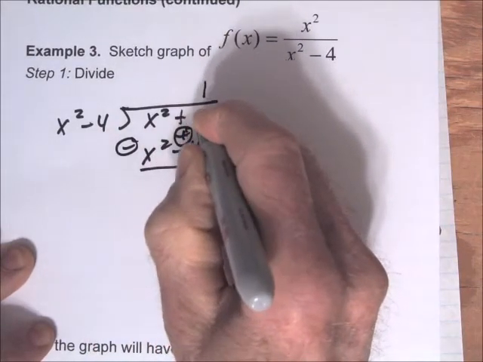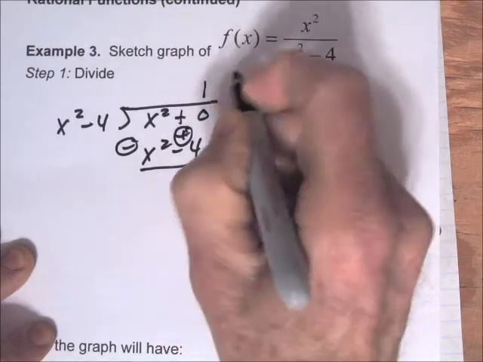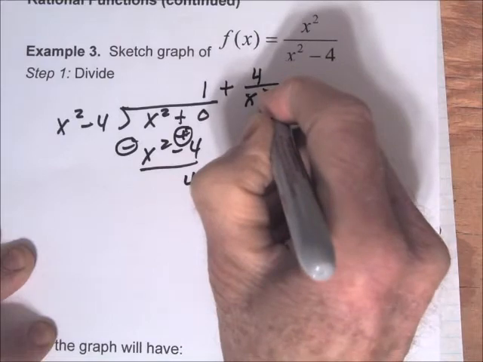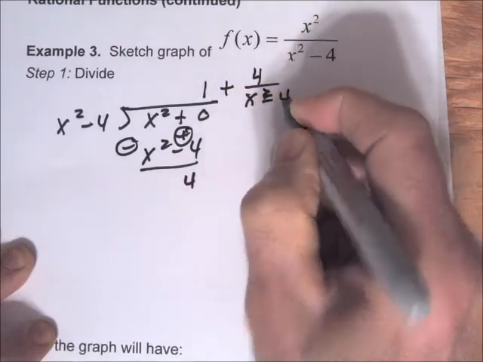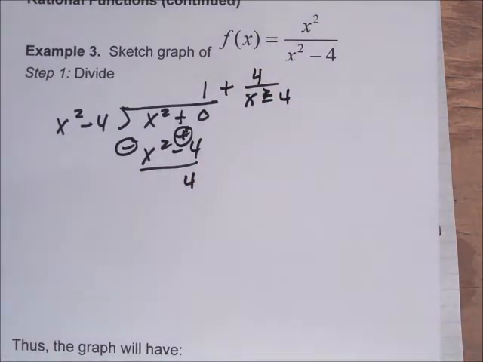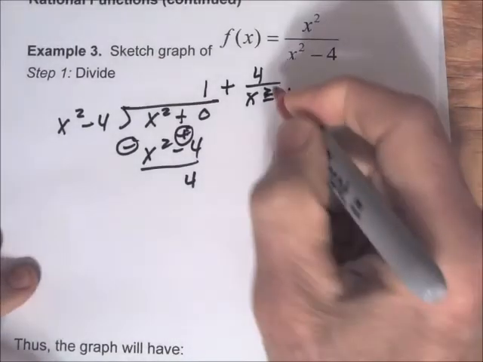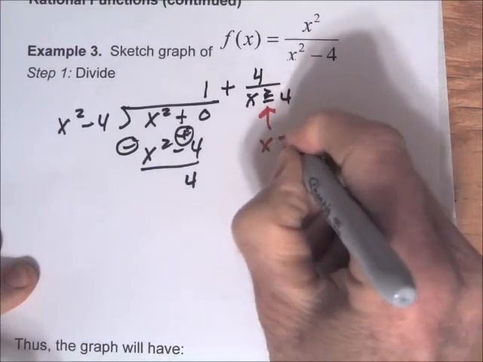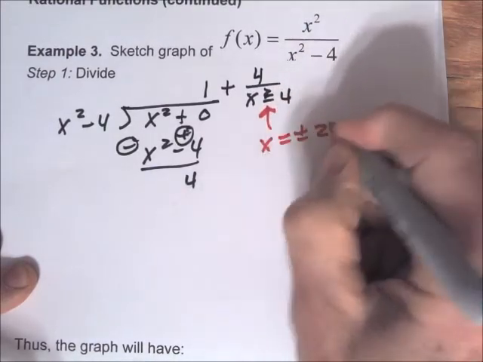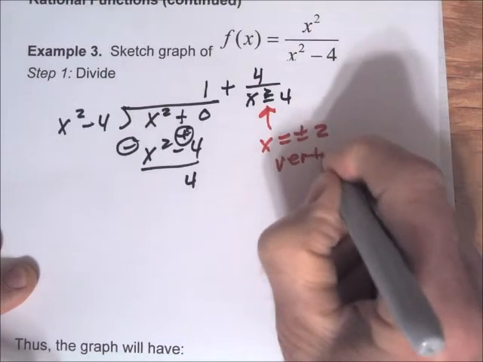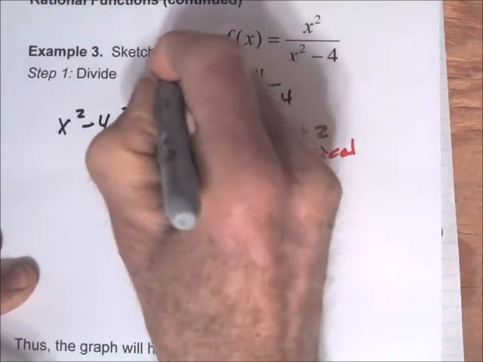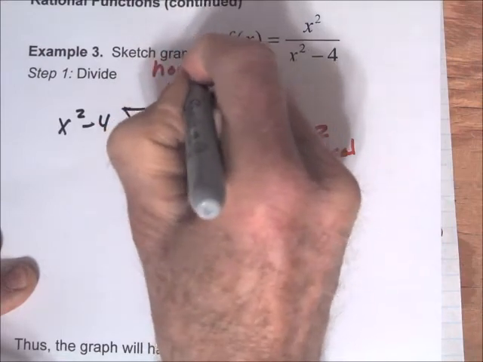And we have 0 plus 4 is 4, so you have remainder 4. So it would be 4 over x squared minus 4. So the denominator will be 0 when x is either 2 or minus 2. So we're going to have two vertical asymptotes. X equal either positive 2 or negative 2 will be our vertical asymptotes. And we'll also have a horizontal asymptote, y equal 1.